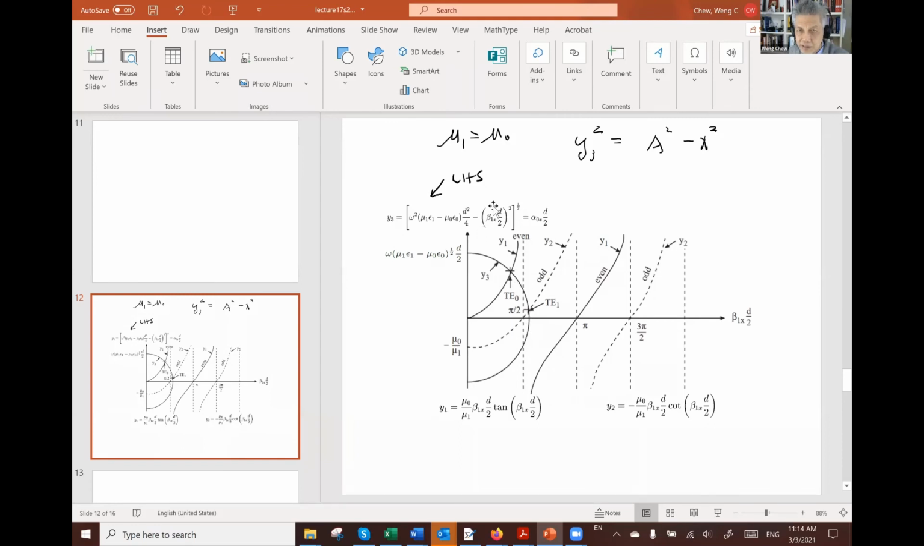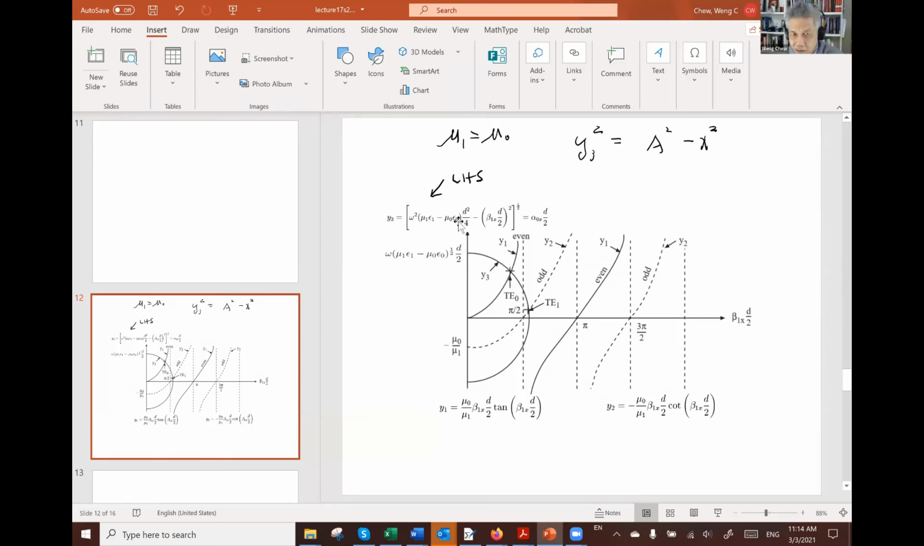Because the variable here is my x, and the vertical axis is my y. So you can change the radius of this plot, and you will have more solutions. How can I change the radius of this plot? I can change the radius by increasing the contrast between the inside and the outside. I can increase the frequency, or I can make the dielectric slab thicker.